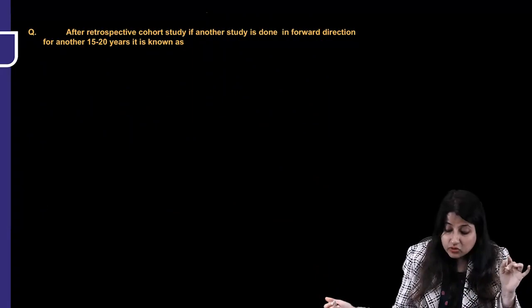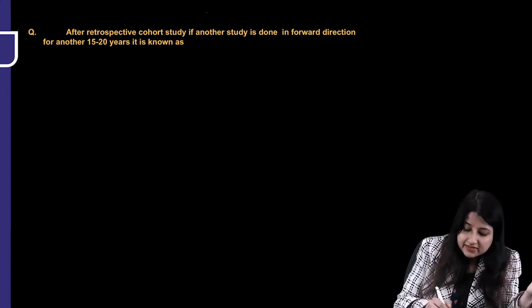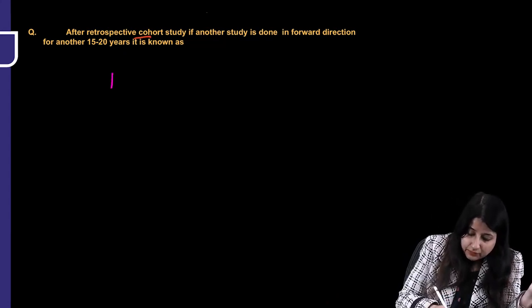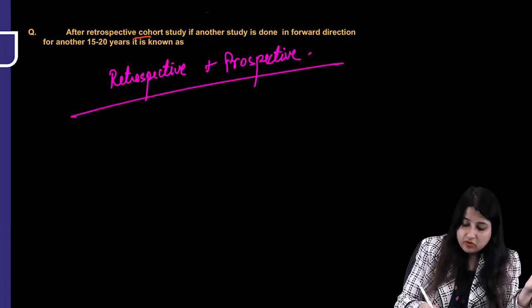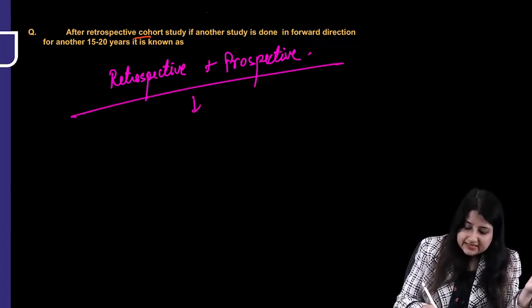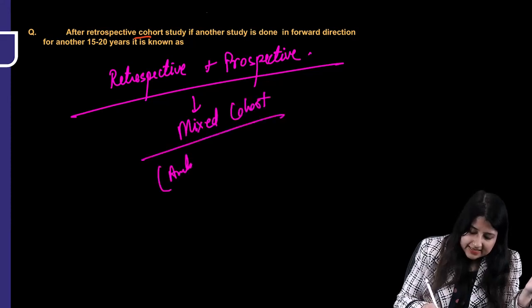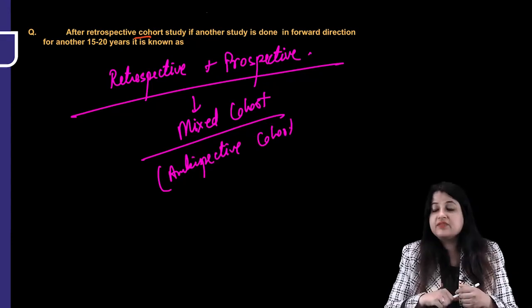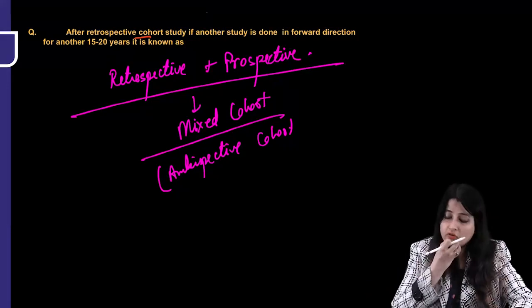Look at this. After a retrospective cohort study, if another study is done in forward direction for another 15 to 20 years, that means in this study we have both retrospective plus prospective components. So this is nothing but a mixed cohort study, or we can also call it an ambispective cohort, right? First we did retrospective, then we moved forward in the prospective direction.